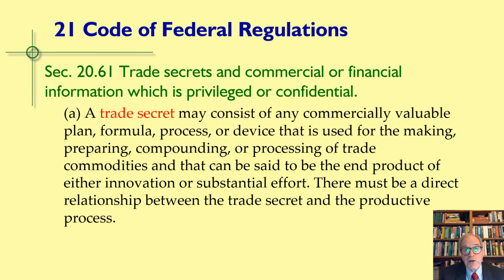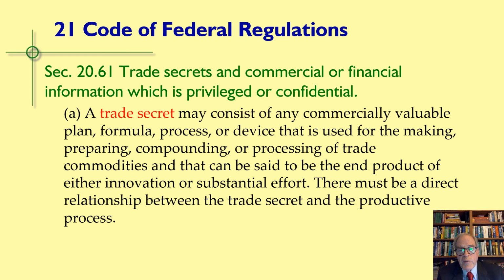The Code of Federal Regulations further expands this, and we can compare this to the common law definition of a trade secret. So a trade secret may consist of any commercially valuable, okay, that's the same, it's commercially valuable, so that matches, plan, formula, process, or device. So that is very specific. But I think by saying formula or process, that would include modeling, that is used in the making, preparing, compounding, or processing of trade commodities. Okay, so it's involved in preparing, making decisions about how to make a drug, so that works.